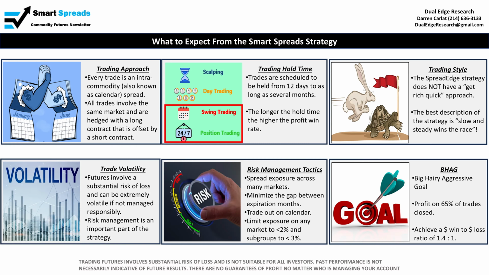Smart Spreads emphasizes risk control, limiting exposure to under 2% per market and under 3% per group, while spreading trades across multiple sectors. The goal is to profit on about 65% of trades with a win-to-loss ratio near 1.4 to 1, producing steady compounding growth over time. In short, Smart Spreads is balanced, diversified, and data-driven, a methodical strategy built for consistency over speculation.